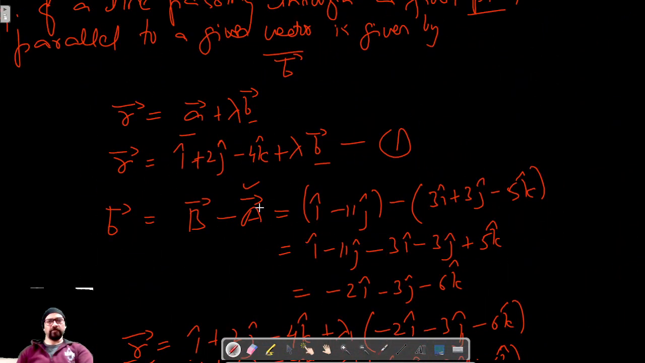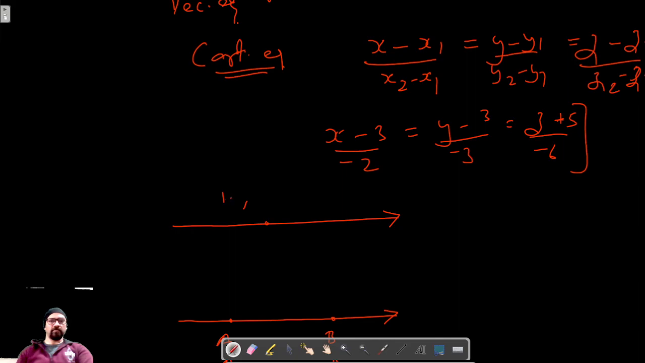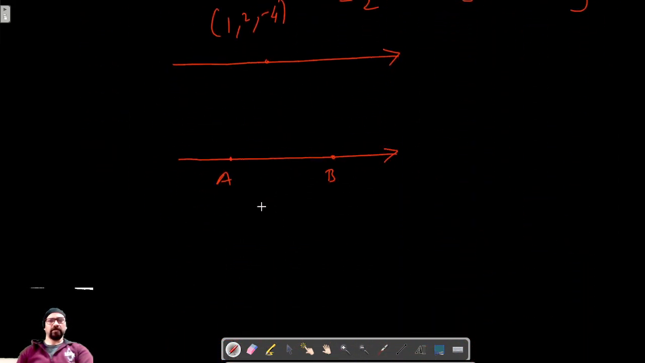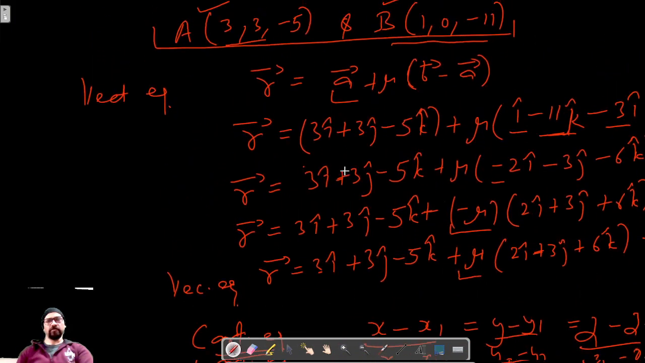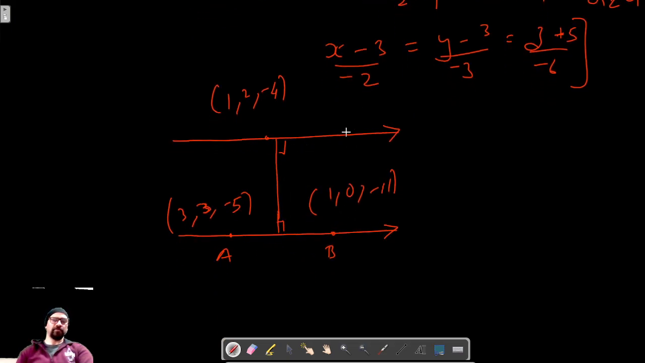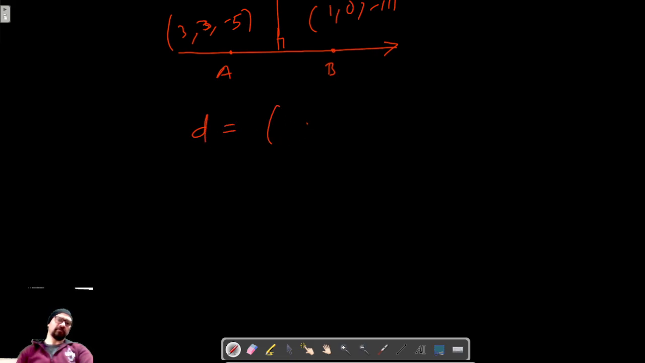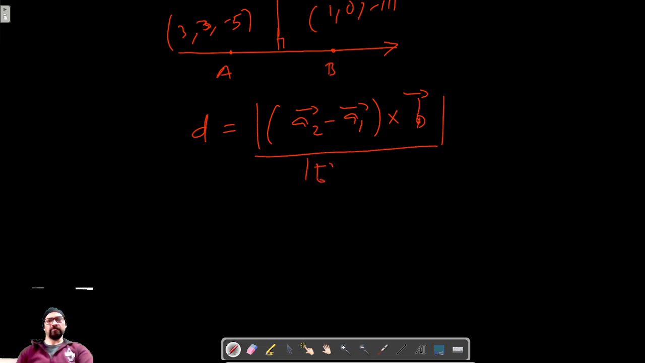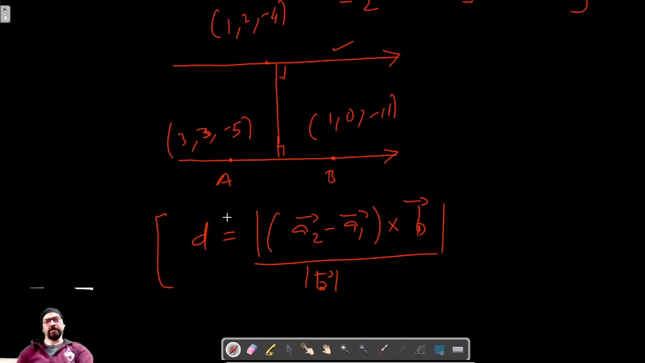And the first point was 1, 2, minus 4. So we have got the equation. So 1, 2, minus 4 was the first point, and the others were 3, 3, negative 5, and B was 1, 0, and negative 11. Okay, now we have to find the distance. That is a perpendicular distance. These are the parallel lines, and distance between parallel lines is given by A2 minus A1 vector cross with B vector, magnitude, divided by magnitude of B vector. So this is the distance between the parallel lines.